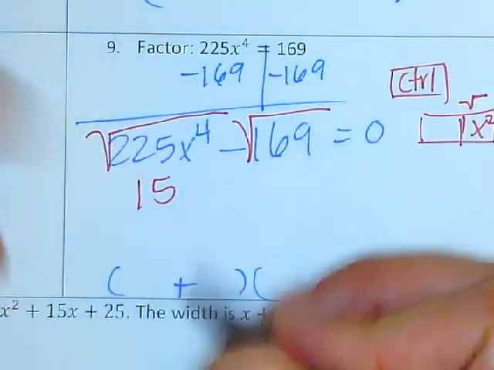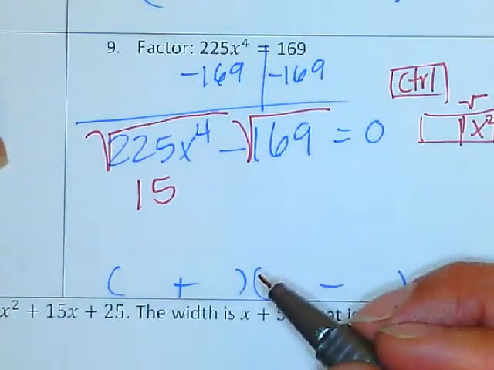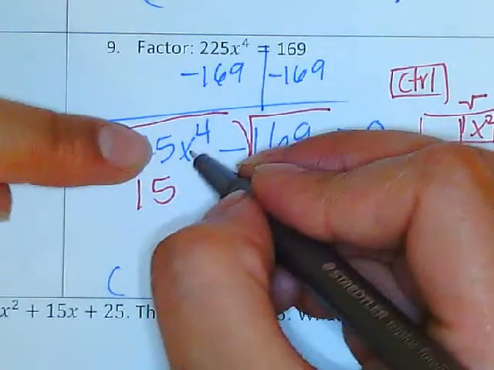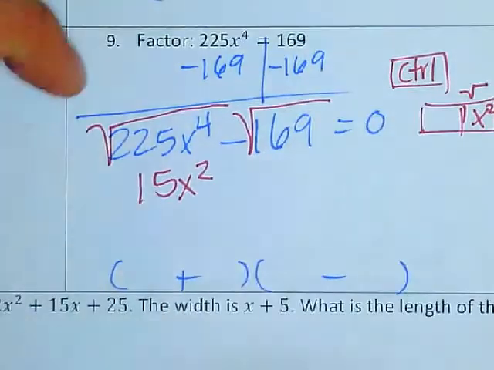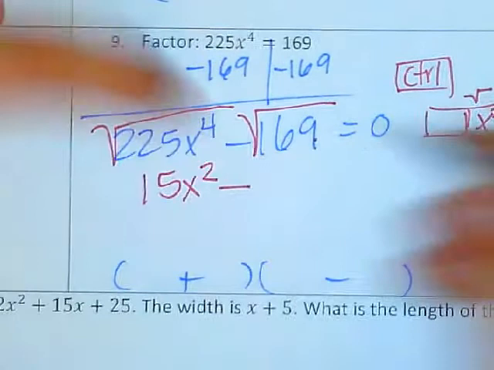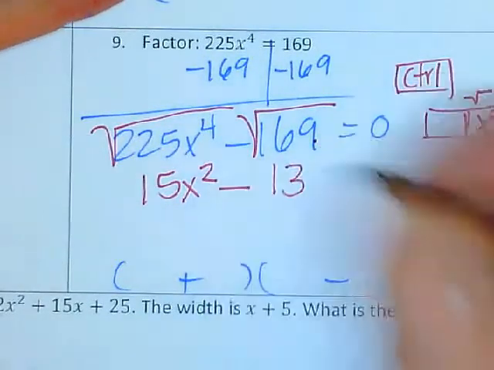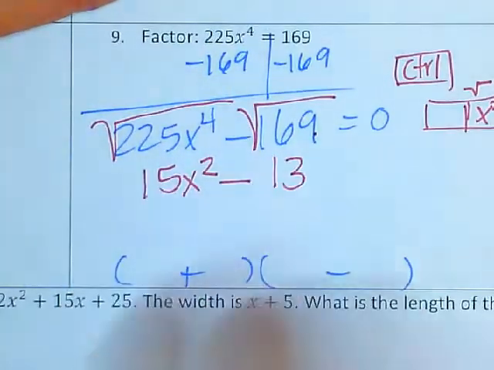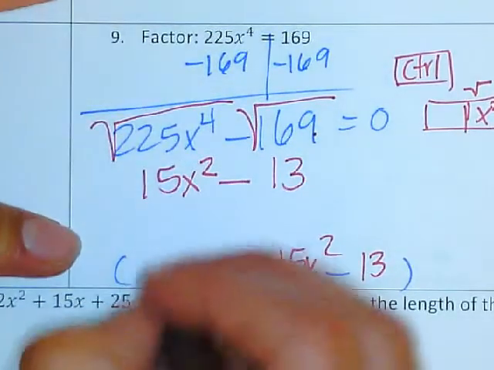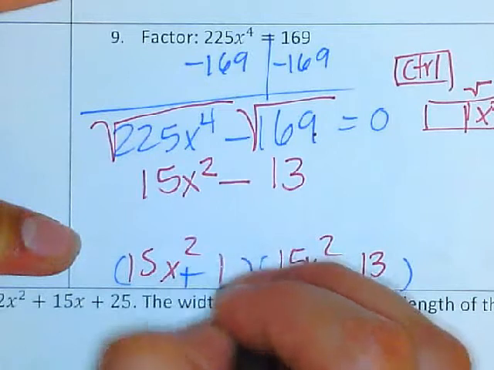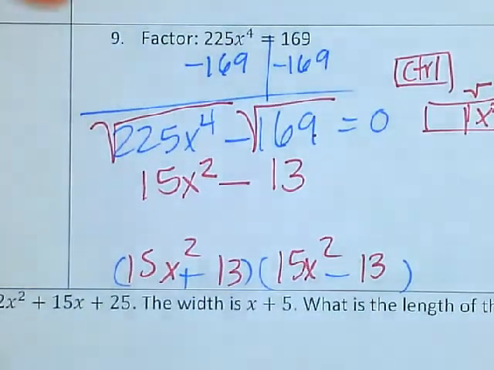For letters, to get the square root of a letter, you just halve the exponent. So x to the 4th would be x squared when the square root is done. The square root of 169 is going to be 13. So that's one of your answers. That's the minus. And the plus will be the same, except with the plus. And then you're done.